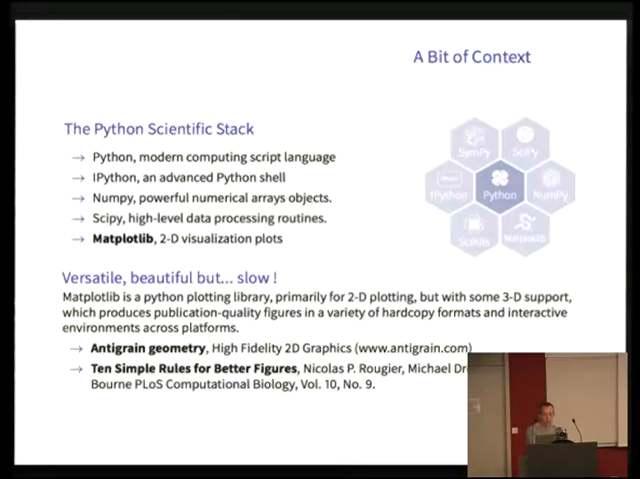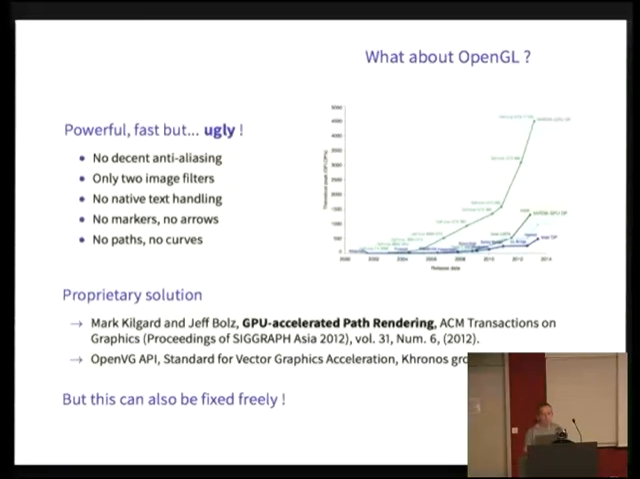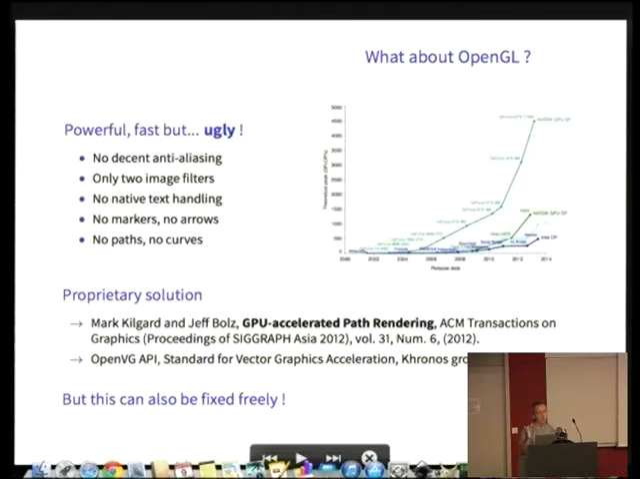If you want to see the kind of graphics, there is this article, this is self-promotion, about simple rules for better figures. So in this context, the easy solution was to look into OpenGL. Of course it's very fast, very powerful. Here's a small graphic about the increasing power of graphic cards. So the video game industry is working for us. But it's fast, but mainly it's ugly, at least for scientific visualization.